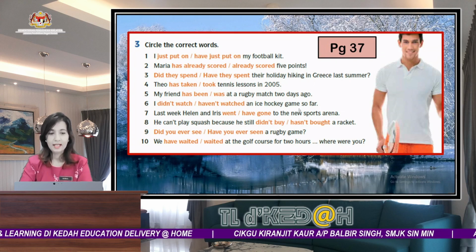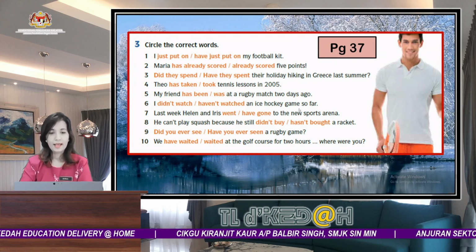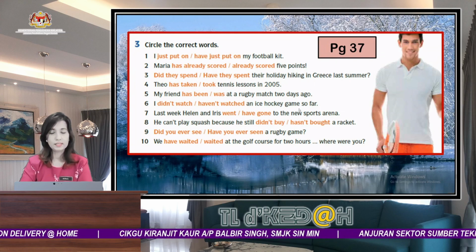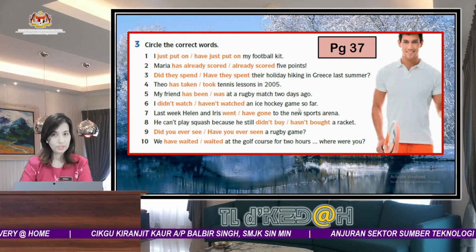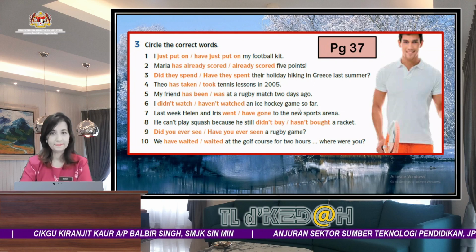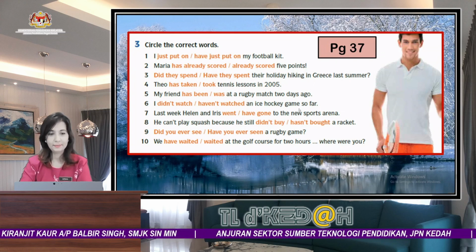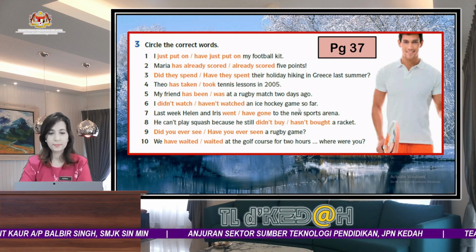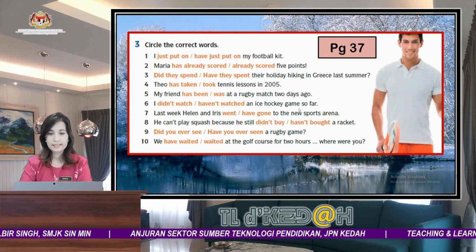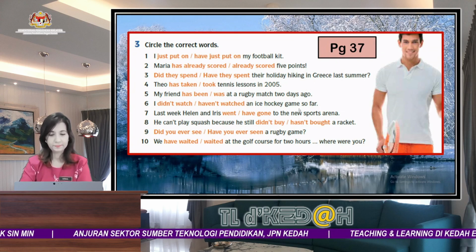Okay, 7: Last week, Helen and Iris went, past tense, or have gone, present perfect tense, to the new sports arena. So which one? Is the time specified here? Look carefully. I can see that you have already guessed the answer. Okay, number 8: He can't play squash because he still didn't buy, or did not buy, or he still has not bought, or hasn't bought a racket.